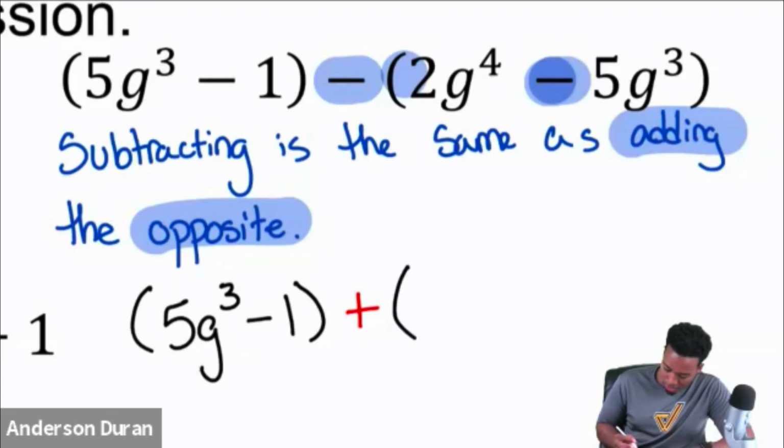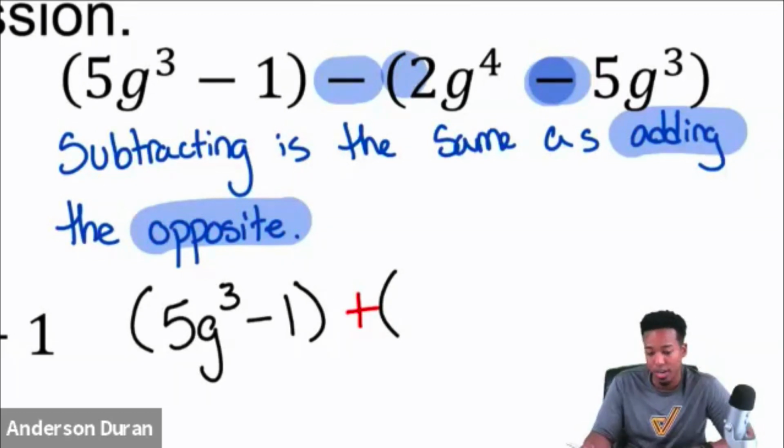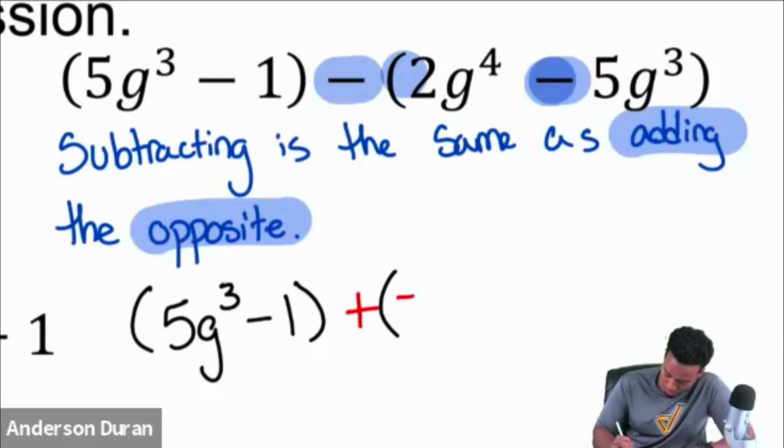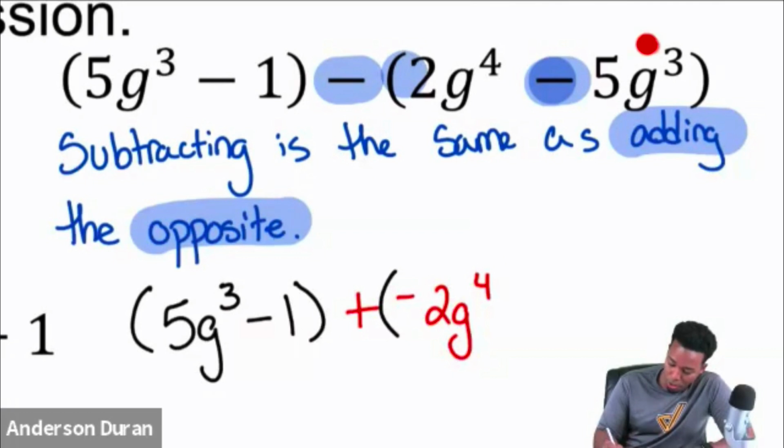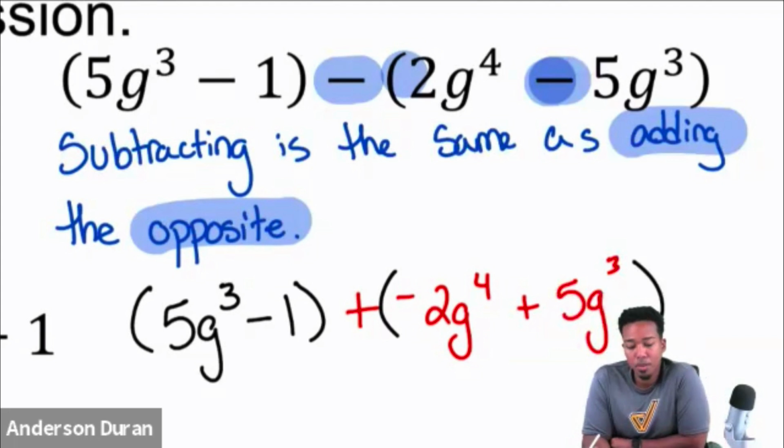And then on the inside here, that positive turns into a negative, correct? That positive 2g to the fourth will turn into a negative 2g to the power of 4. And then here, we are subtracting 5g cubed, and that'll turn into adding 5g cubed. That's what's going to happen here. Again, we are adding the opposite, all right? Adding the opposite.